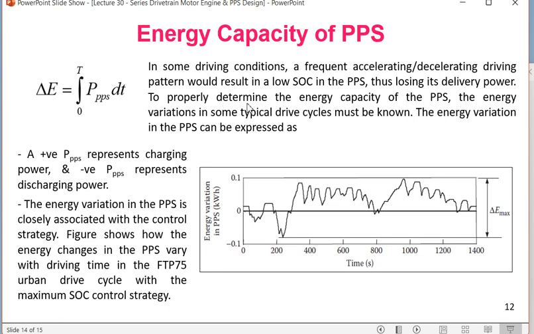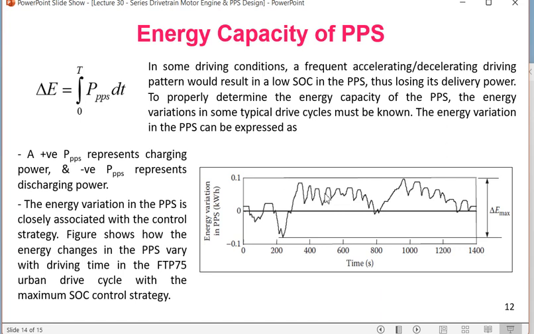To properly determine the energy capacity of the PPS, the energy variation in some of the typical drive cycles must be shown. Energy variation in the PPS can be expressed as: delta E is equal to the integral from 0 to T of P_PPS dt. It is nothing but the accumulation of energy over a long period of driving. A positive P_PPS represents charging power.